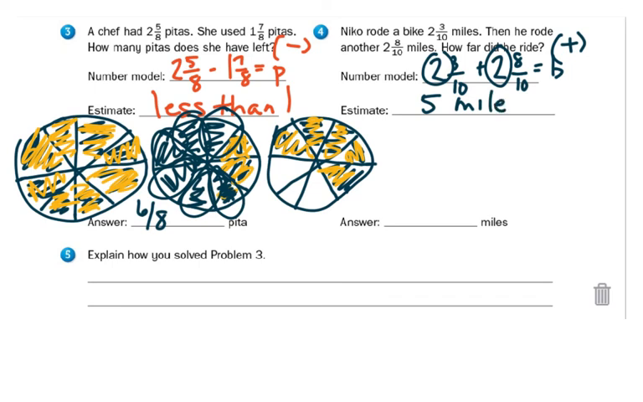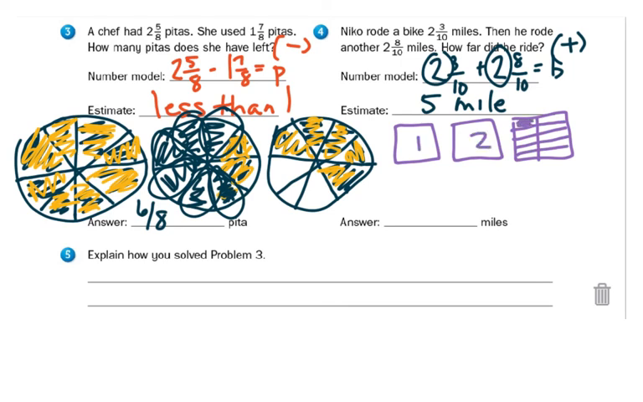So I'm going to use squares to represent his biking. So the first time he rode 2 miles and then 3/10. So 1, 2, 3, 4, 5. So this is 1 mile, 2 miles, and 3/10. And then he rode another 2 8/10. 1, 2. I'm going to go ahead and shade in this other part.